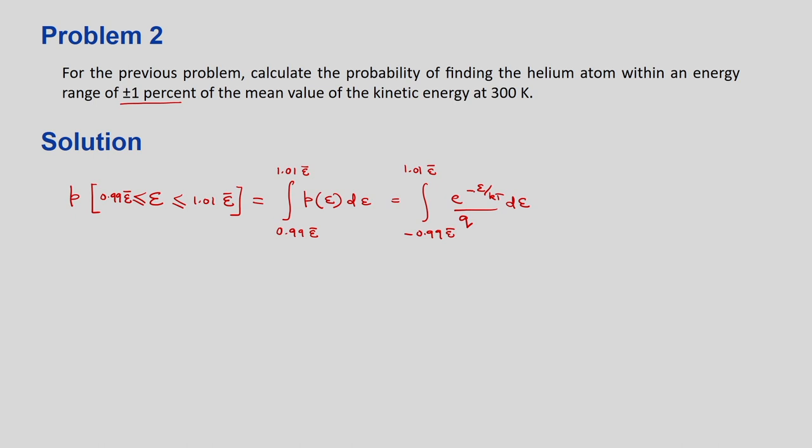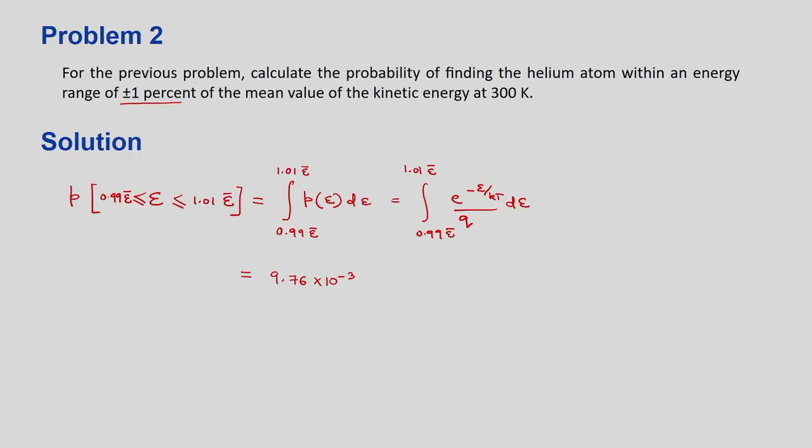So, you substitute e, you do the integral from minus 0.99, sorry, it is not minus 0.99, it is only 0.99. If you do this integral correctly, you will reach a value which is close to 9.76 times 10 to the power of minus 3. So, you will have some probability within plus or minus 1%, but that is also very, very less. It is 0.00976%. That is the probability of observing a helium atom across the energy range from plus 1% to minus 1% of its average value. So, this is how you compute the probability.